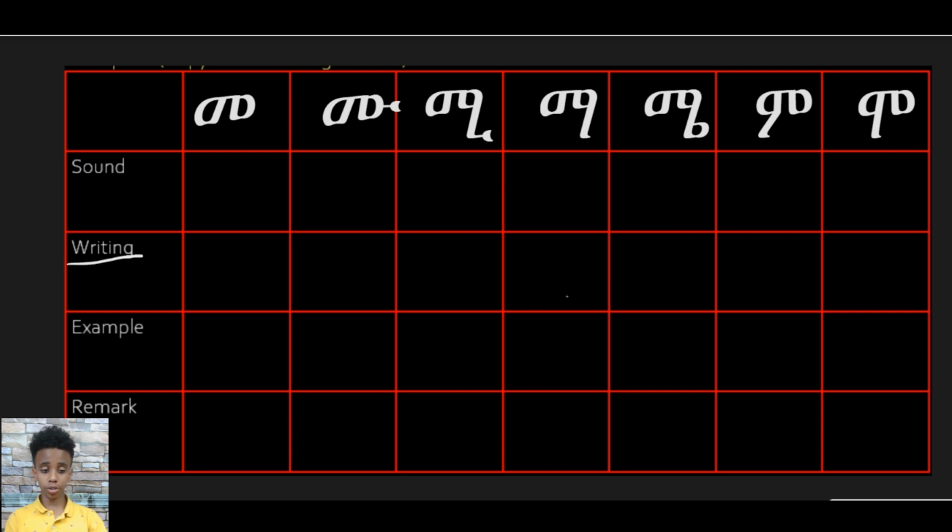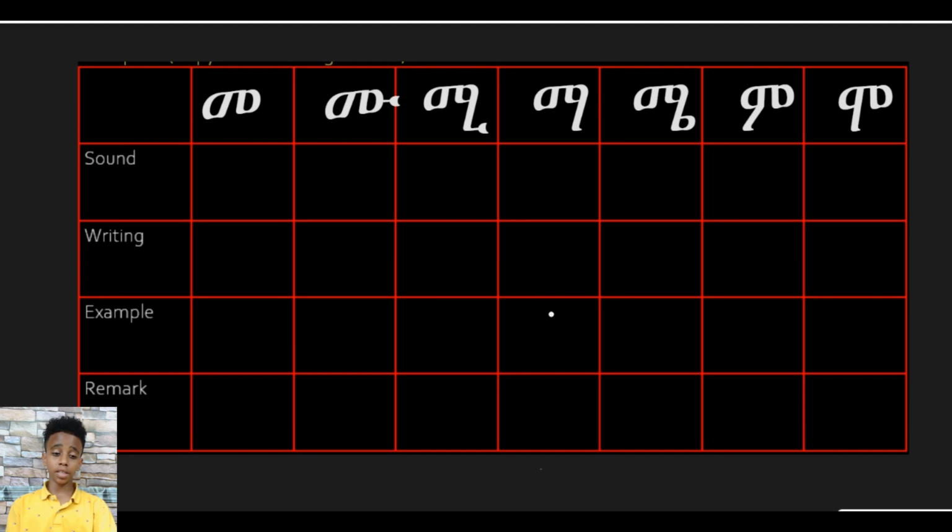The third row, which is the writing row, is where we will learn a simple technique or a way to write these Tigrinya letters. Our fourth row is the example row, and over here we will give an example with each letter. And our remark, since we don't have one today, we will not do a remark. But the remark would be a place where we would give you extra information. Since we don't have any extra information to share, we will not have it today.